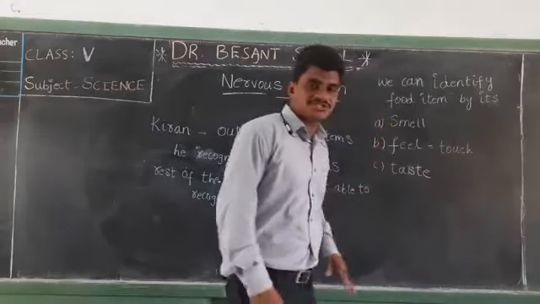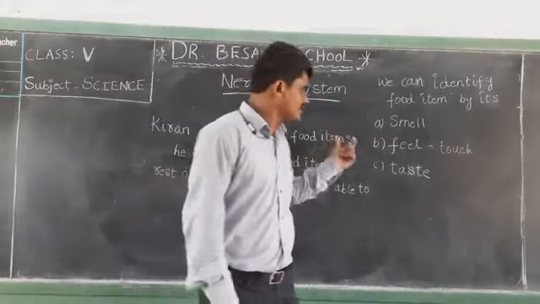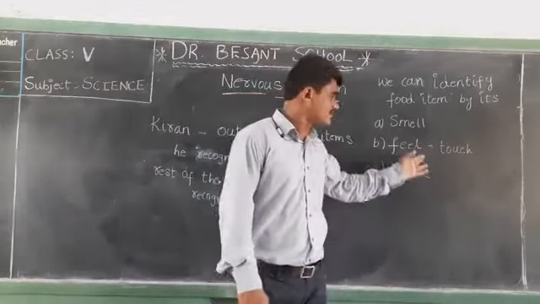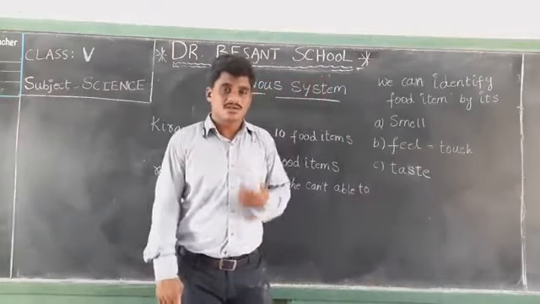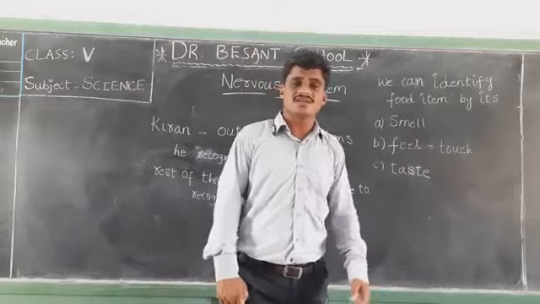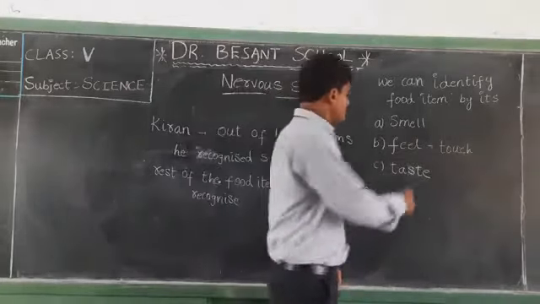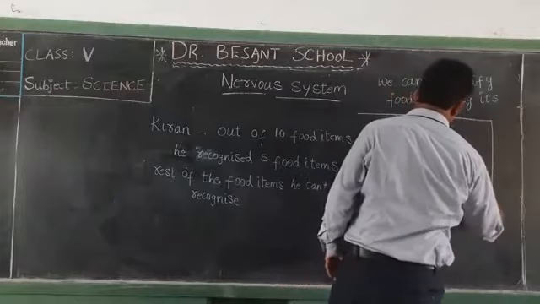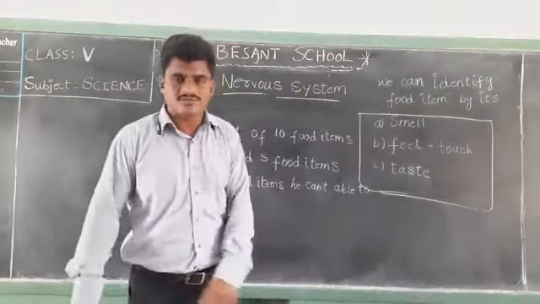Smell, feel, that is touching, whether it is coarse or smooth or rough. By touching also, some people can tell what kind of food item it is. By taste, mostly we can recognize what kind of food item it is. By these three, we can identify the food item. Okay, do you understand what I am saying?